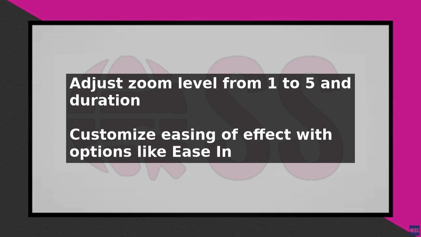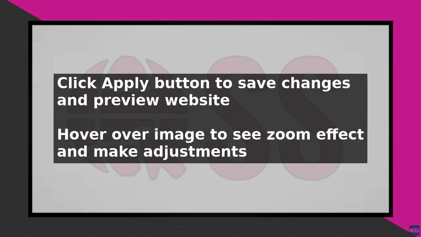After customizing the zoom effect, click on the Apply button to save your changes. You can then preview your website to see the zoom effect in action. To do this, click on the Preview button at the top of the editor. When previewing your website, hover over the image to see the zoom effect. If you need to make any adjustments, simply go back to the editor and make the necessary changes.